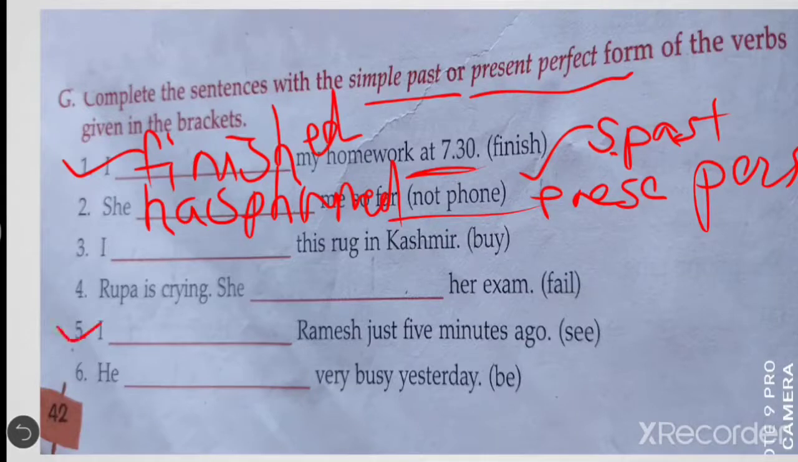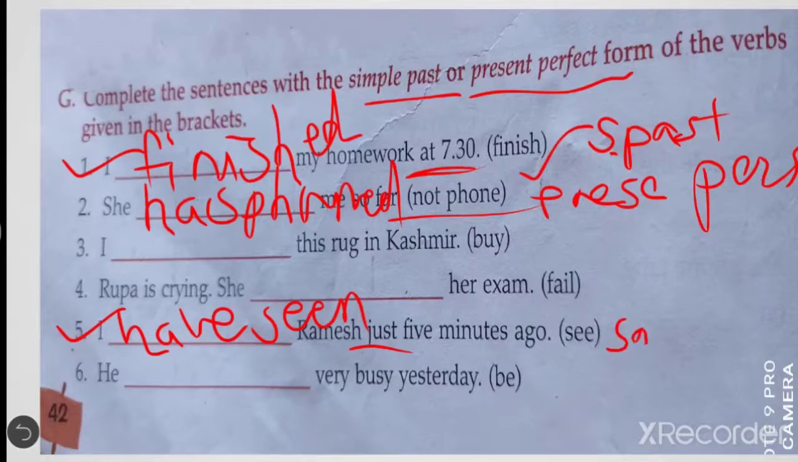Now look at number 5. I dash Ramesh just 5 minutes ago, just. Now you can understand easily that it's present perfect tense. I have seen. See, saw and seen. So here seen will come.